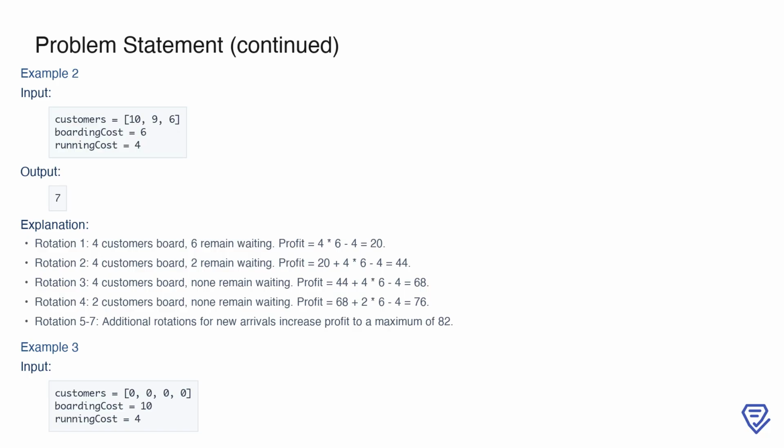On the third rotation, the remaining 2 waiting customers board, and no one is left. However, new arrivals from the customers array keep adding to the queue, and further rotations continue to increase the profit. By the 7th rotation, the profit reaches its maximum of 82. Hence, the output here is 7, which is when the maximum profit is first achieved.